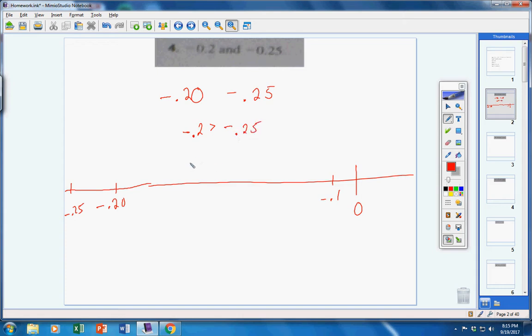Or you can say this if you want to. Negative 0.25 is less than negative 0.2. And there's your two answers. Alright?